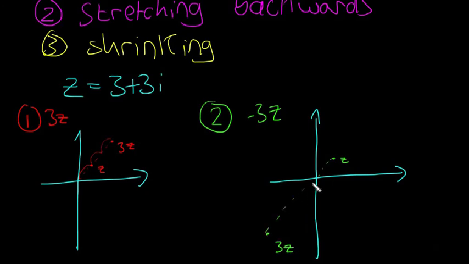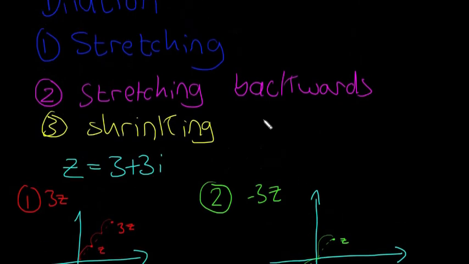And again, so this is, say, that far from the origin. This is 3 times as far from the origin, but backwards. Sorry, minus 3z I meant to say there. So minus 3z, it stretches it, but it also puts it through the origin and puts it backwards, kind of. Does that make sense? Yeah? So there are the first ones, we have stretching and then stretching backwards, and shrinking is the last one.